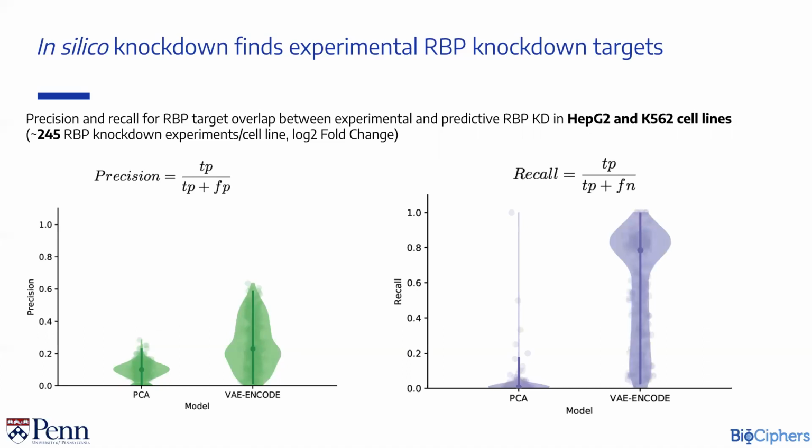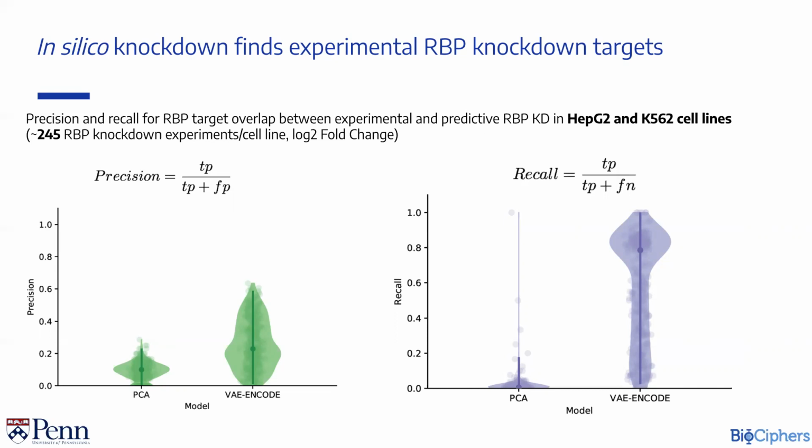Then we look at recall between PCA and VAE. Recall is defined as the ratio of true positives found by the model and total possible true positives. Our VAE offers high recall, meaning that it finds most targets of RBP knockdowns. Therefore, our VAE finds targets of unseen experimental RBP knockdowns with moderate precision and high recall.